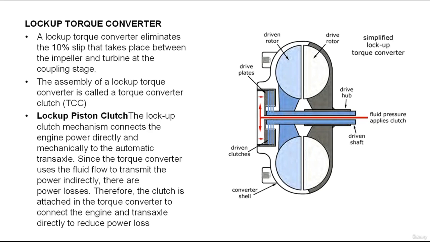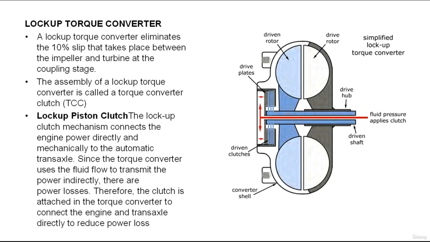Through the years, many different types of TCC systems have been used. The most common design is the electronically controlled lockup piston clutch. Clutch lockup systems can also be fully mechanical, centrifugal controlled, or dependent on a viscous coupling. So we have the lockup piston clutch.